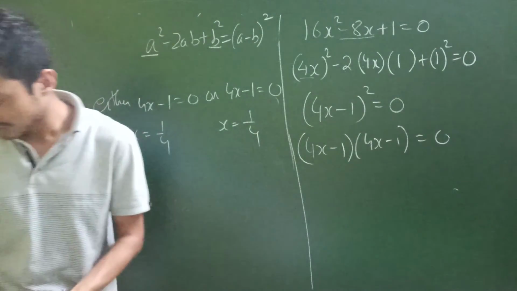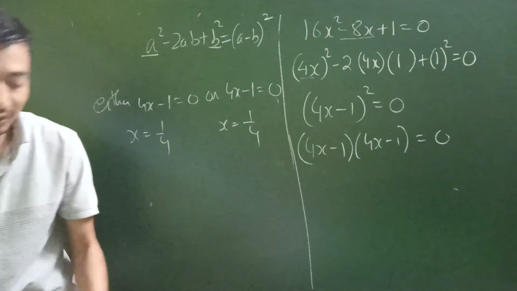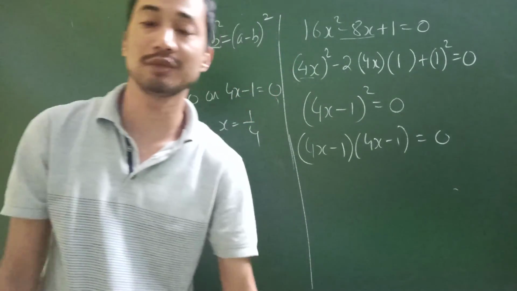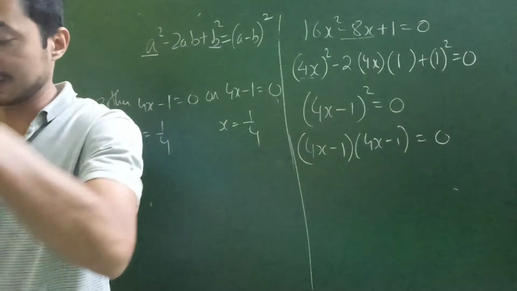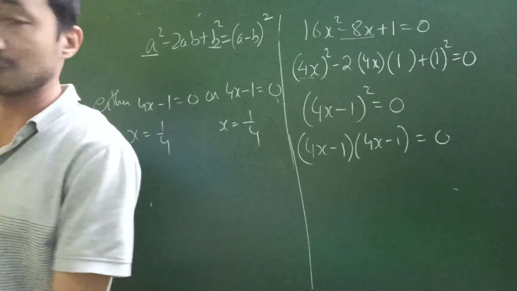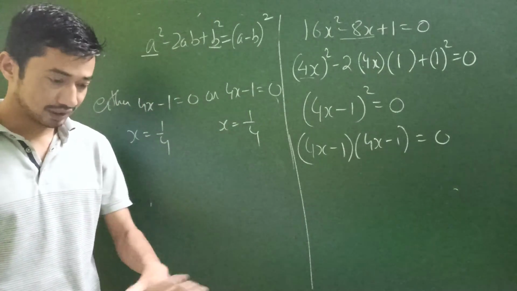Okay, so this is how we solve by factorization. Factorization doesn't mean only one procedure, not only splitting the middle term, but you can do it in many ways as long as you factorize it. So you can do it by splitting the middle term or completing the squares, that's up to you.